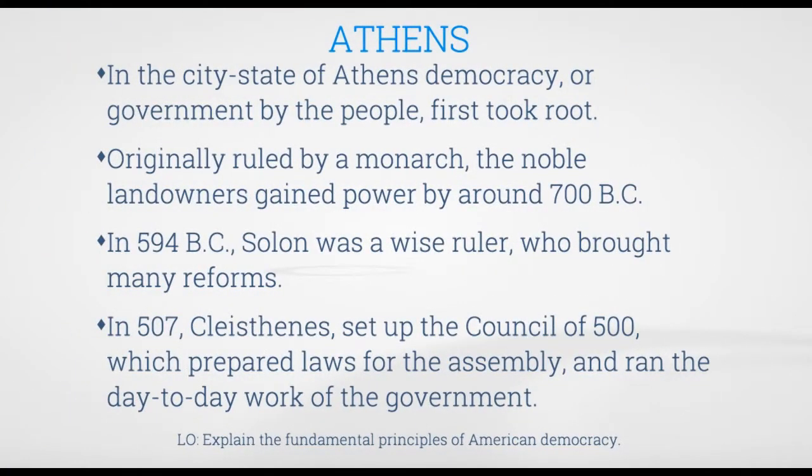Athens. In the city-state of Athens, democracy, or government by the people, first took root. Originally ruled by a monarch, the noble landowners gained power by around 700 BC. In 594 BC, Solon was a wise ruler who brought many reforms. In 507, Cleisthenes set up the Council of 500, which prepared laws for the assembly and ran the day-to-day work of the government.